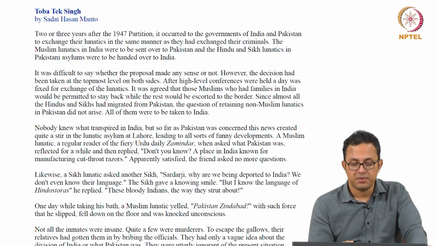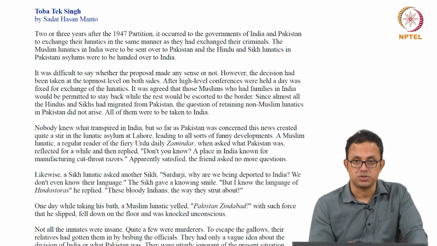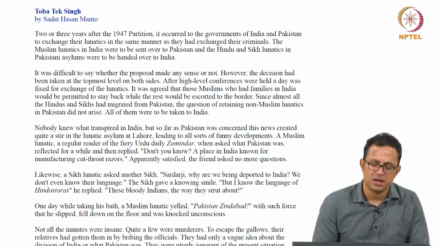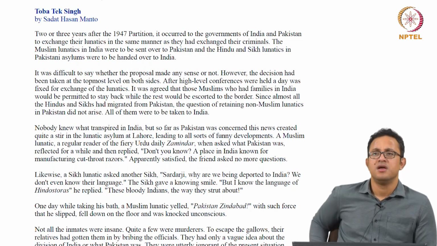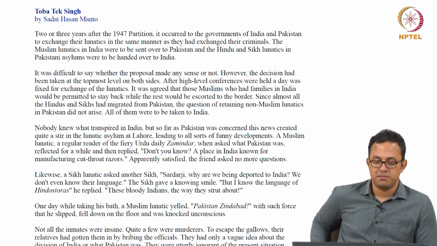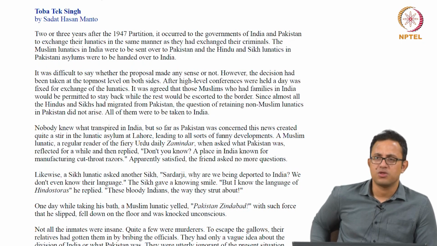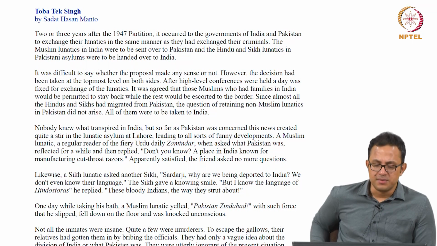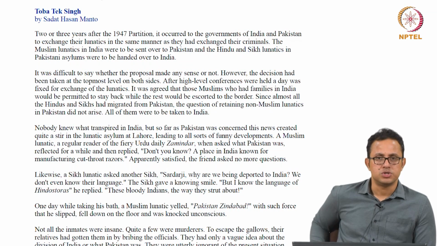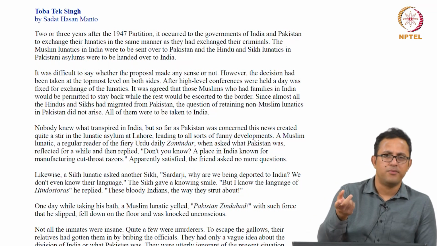One day while taking a bath, a Muslim lunatic yelled, "Pakistan Zindabad," with such force that he slipped, fell down on the floor, and was knocked unconscious. Again, these dark comic qualities, the dark comic images, are important in the story. There's a Muslim madman who just yelled and screamed, "Long live Pakistan, Zindabad," Zindabad is long live. To a certain extent, he got so pumped up, so enthusiastic, that he slipped on the floor and was knocked unconscious. So again, it's almost like a tipping point of energy.